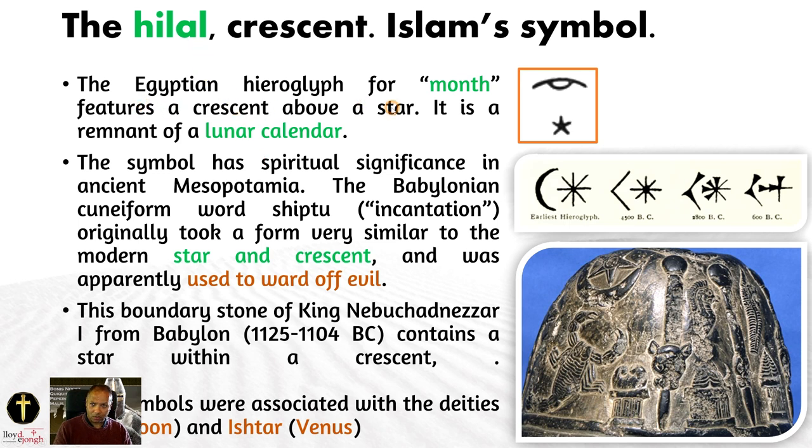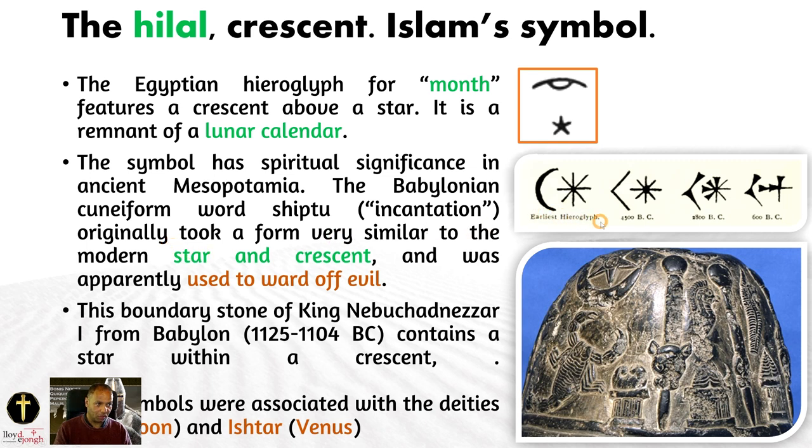Now the Egyptian hieroglyph for month features a crescent above a star. Now this is a remnant of a lunar calendar. Now the symbol has spiritual significance in ancient Mesopotamia. The Babylonian cuneiform word shiptu means incantation. Right, so could the crescent and star have a relationship to occult magical practices, incantation? Well, there's certainly hints of that. Now, this originally took a form very similar to the modern star and crescent.